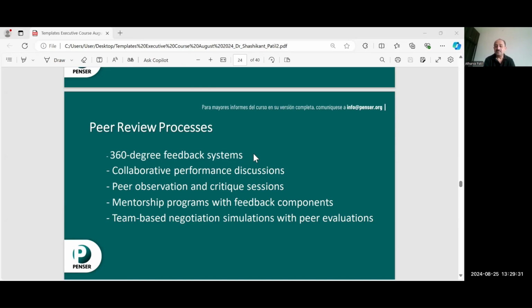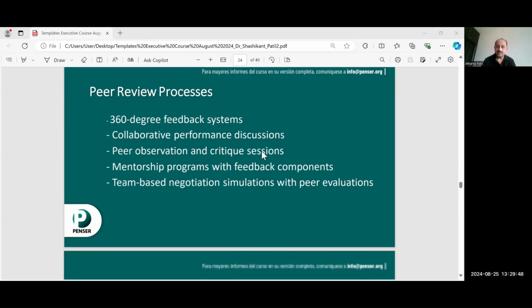Then you have peer observation and critique sessions. Also, if you can bring mentorship programs with feedback components, that will help a lot, and team-based negotiation simulations with peer evaluators will also bring efficiency to this process.